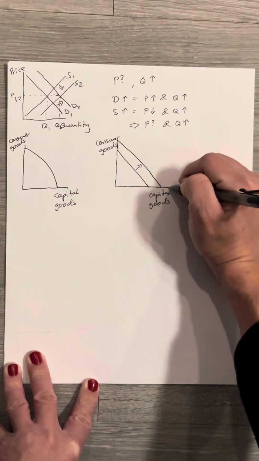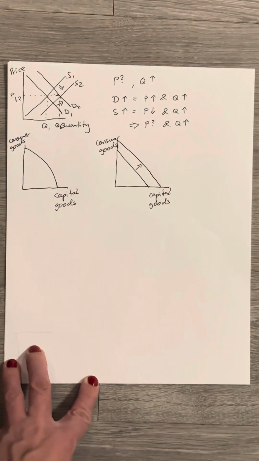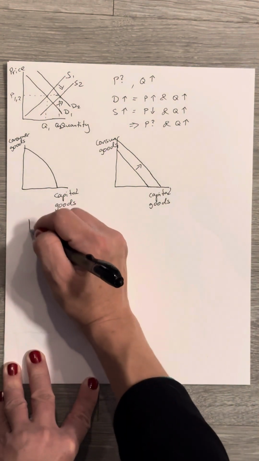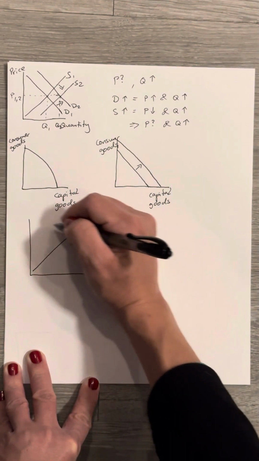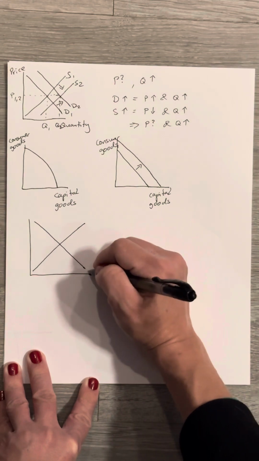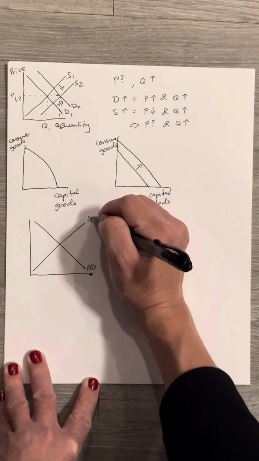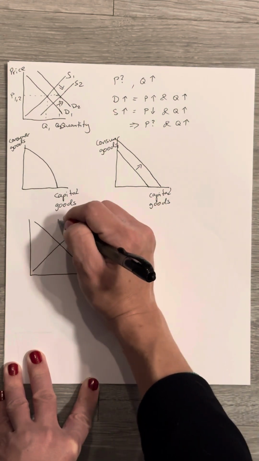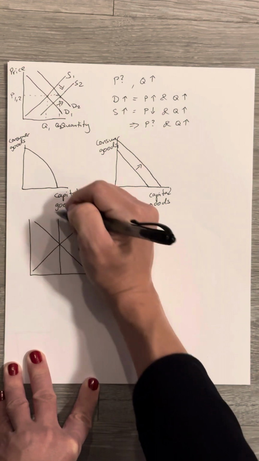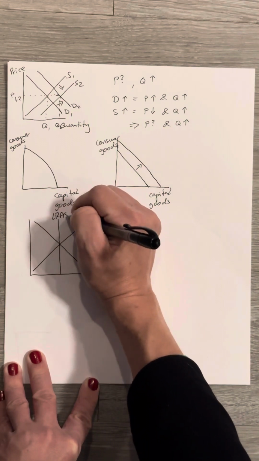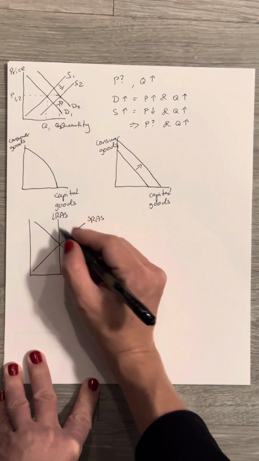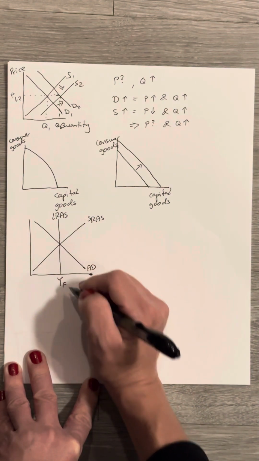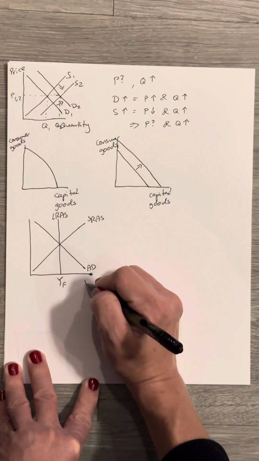Now, we can link that to other graphs, such as the aggregate demand and supply graph. Let's say we're starting out in long-run equilibrium. AD, SRAS, LRAS. Remember where SRAS and AD intersect, that is our actual output. This is our potential output at full employment, which is YF.